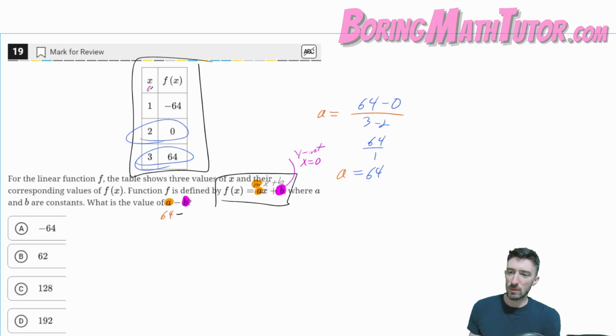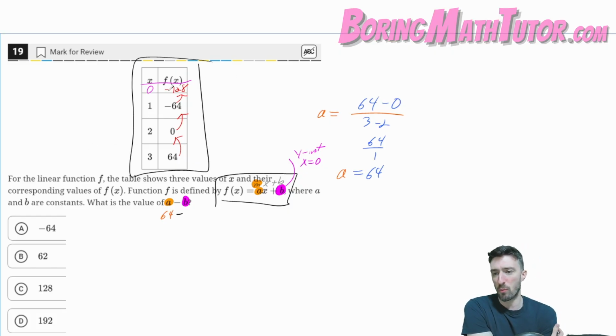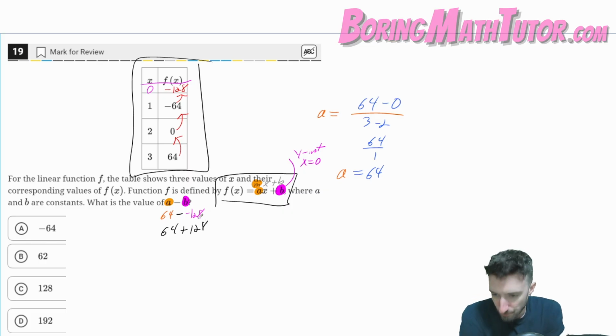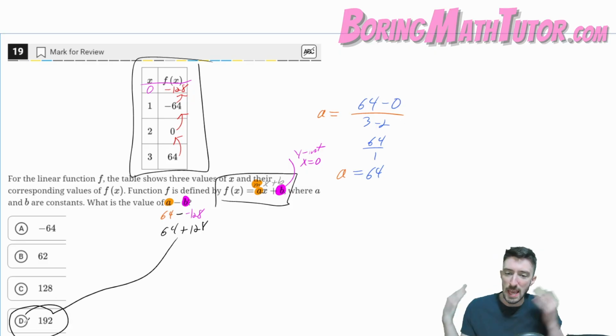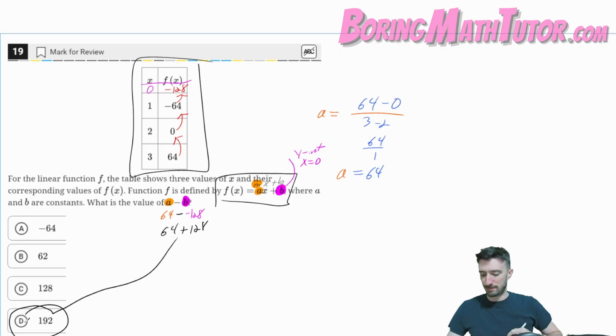Now I don't see what's going on when x is 0, but I could easily figure it out because it looks like things are just going down by whatever the slope is, in this case 64. So if I go down by 64 one more time, that would bring me to negative 128. So that negative 128, that is our b. So we have to do a minus a negative, which is the same thing as a plus the positive. So 64 plus 128, and that can only be answer choice D.